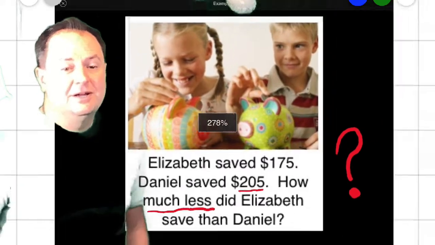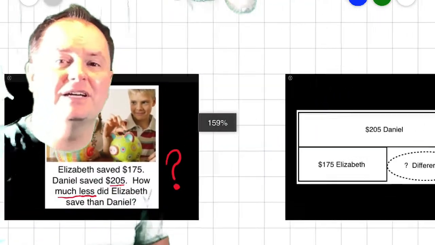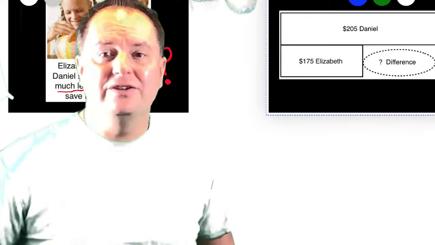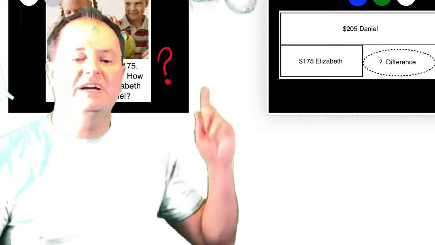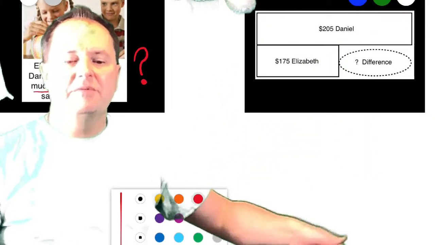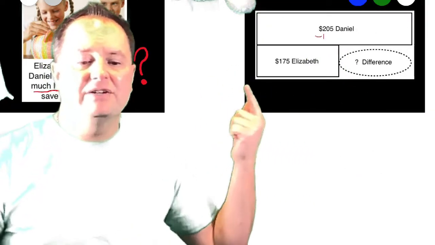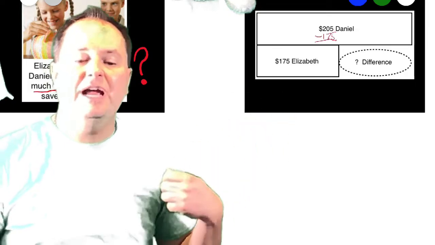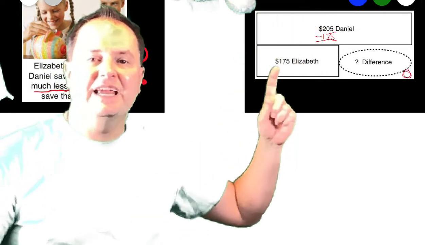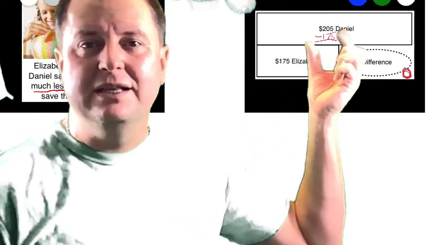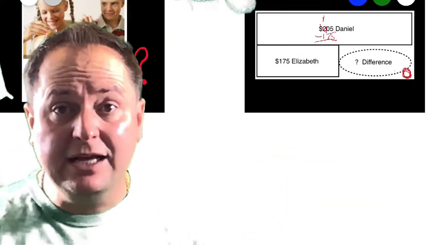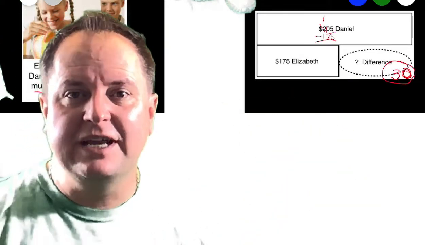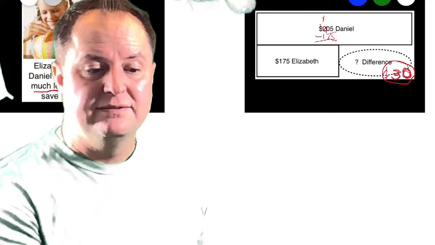Okay, so we had Elizabeth and Daniel. So now let's take a look. So we did know that Daniel was up there at the top, right? Because Daniel saved $205, right? And we knew that Elizabeth saved $175. So how much less did Elizabeth save than Daniel? So we're going to take what Daniel saved minus what Elizabeth saved. And that's going to give us our answer. So, as you can see right there, the difference was $30. She saved $30 less. All right.